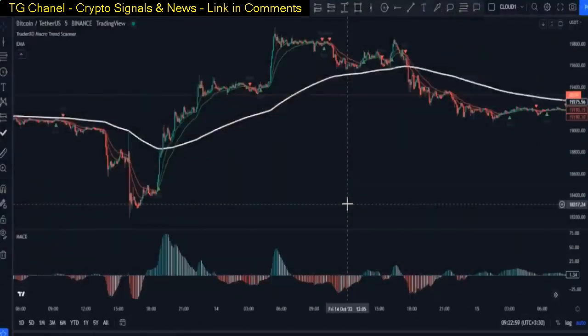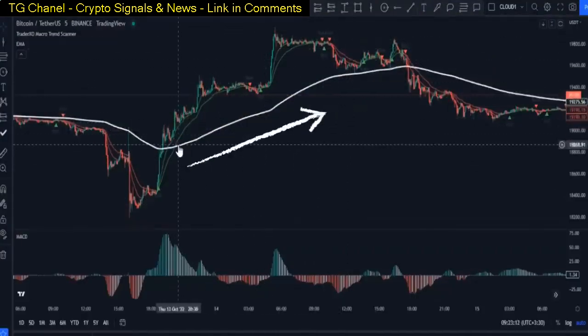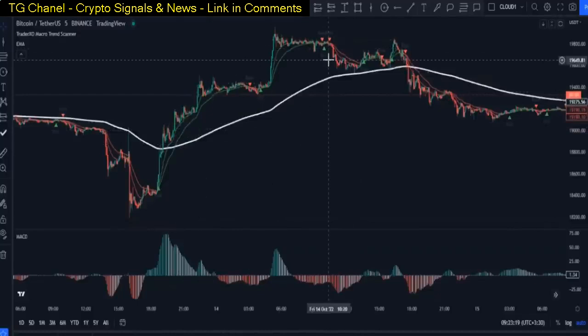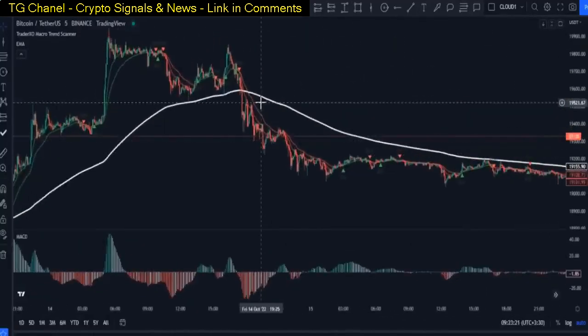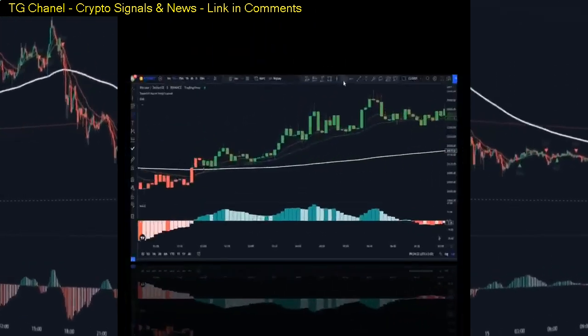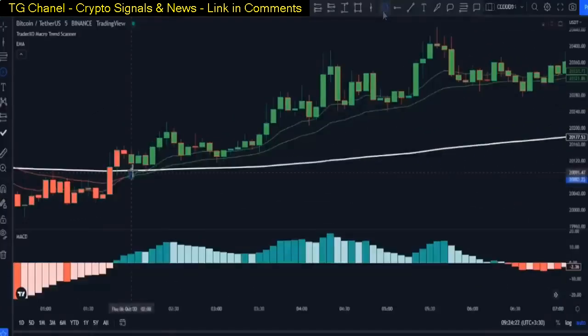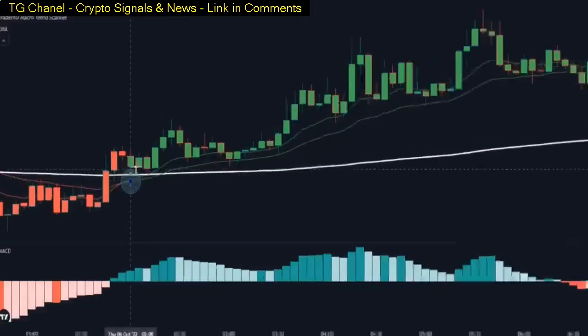This moving average line actually shows us the direction of the market's trend, and if the price is higher than the moving average line, it means that the trend of the market is upwards. And if the price is lower than the moving average graph, it says that the trend of the market is downwards.